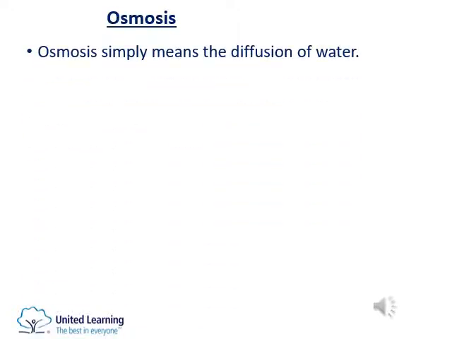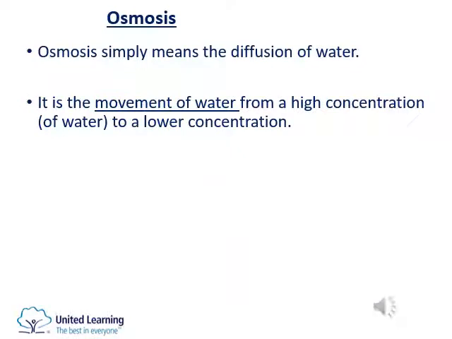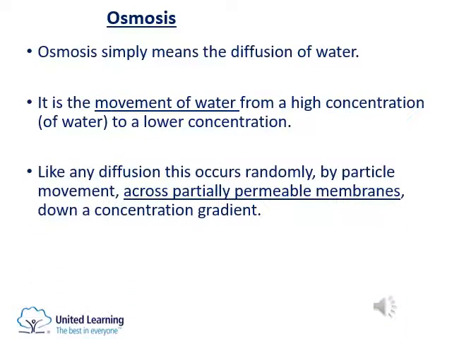Osmosis simply means the diffusion of water. It's movement of water from a high concentration to a low concentration through a partially permeable membrane. It can be a bit confusing talking about a high concentration of water. This just means a really dilute solution. Like if you were making a glass of Vimto and you only put a bit of Vimto in but lots of water, that would be a high concentration of water and very dilute.